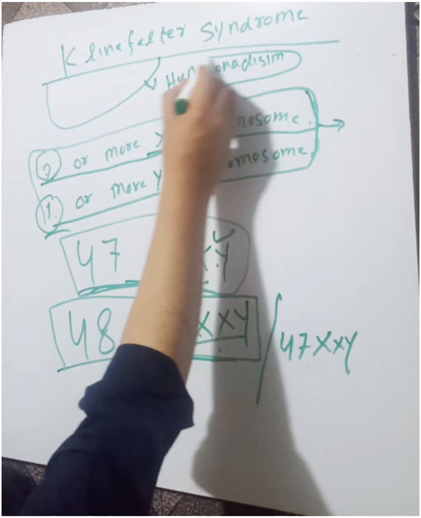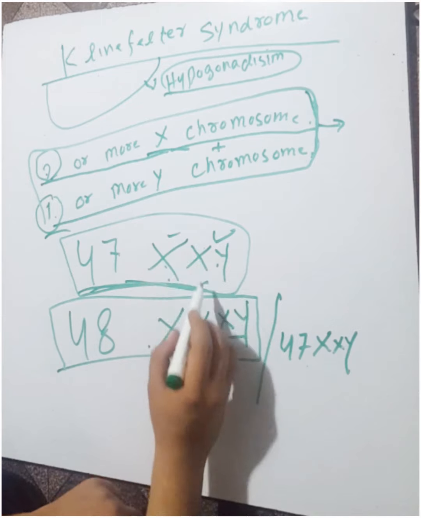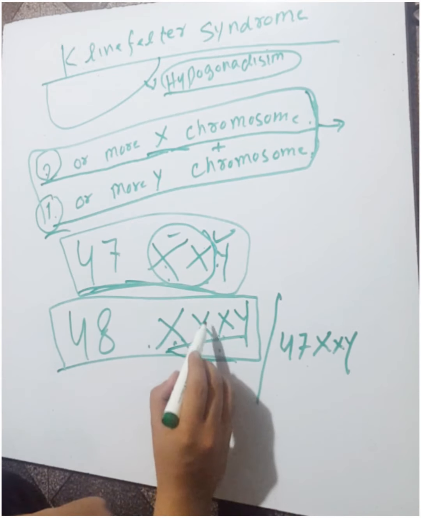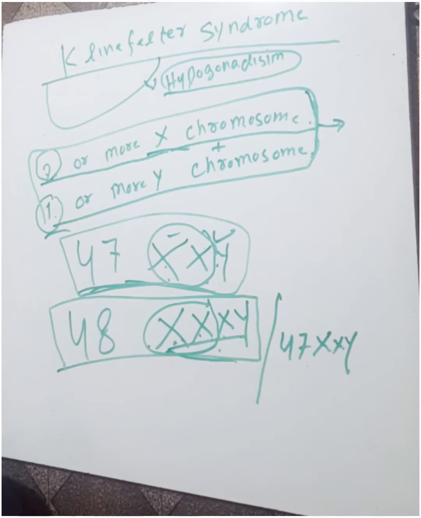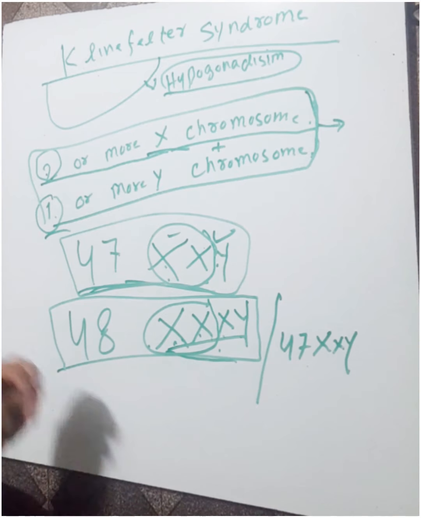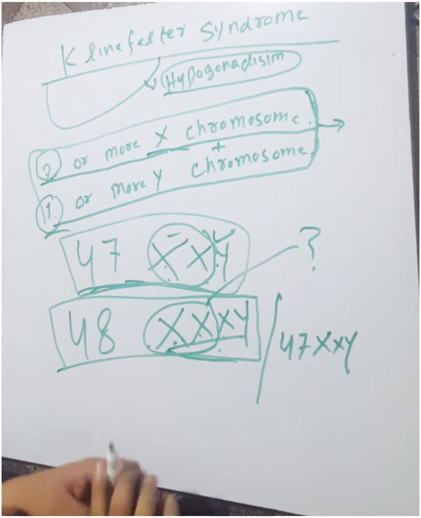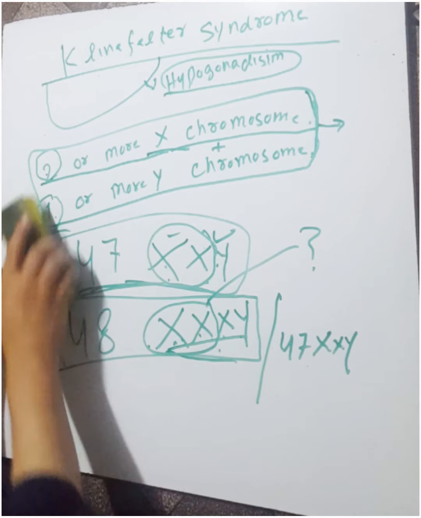So there is hypogonadism. Why are these extra chromosomes present? This is the question. In a normal individual it does not occur.